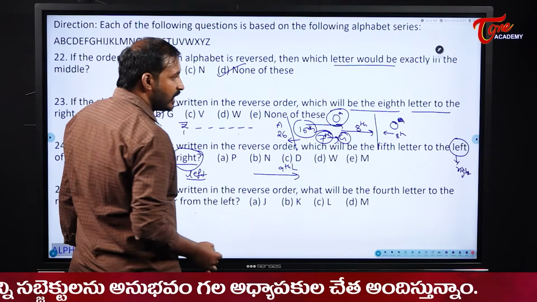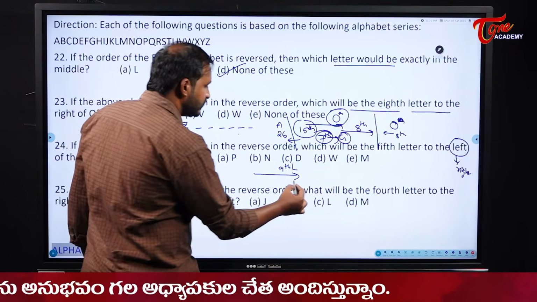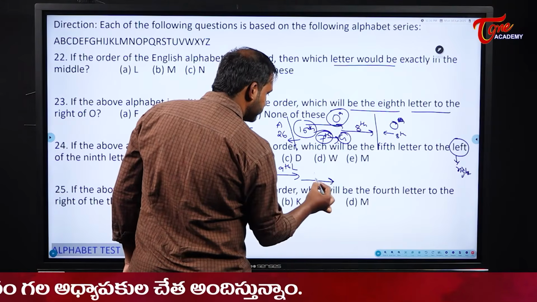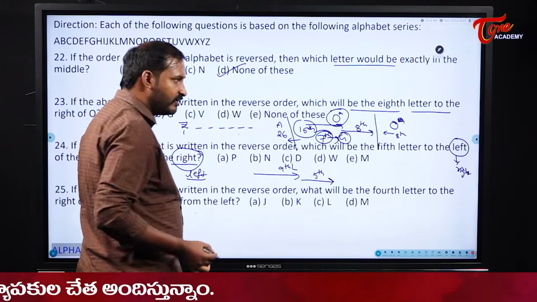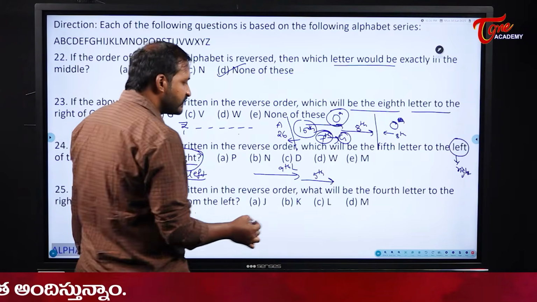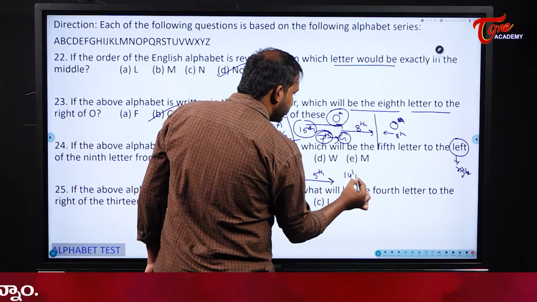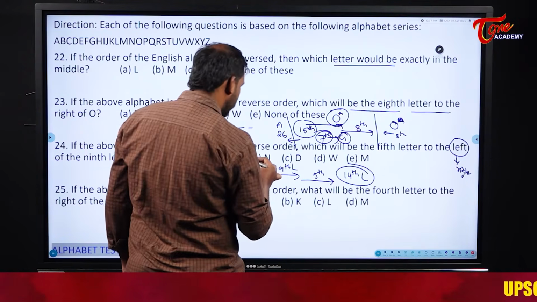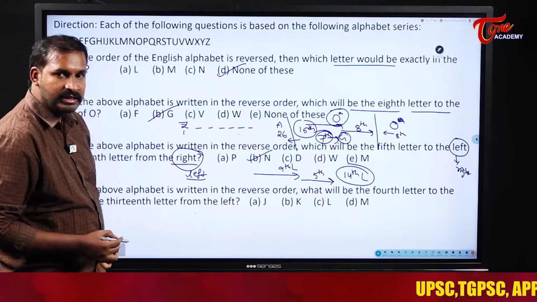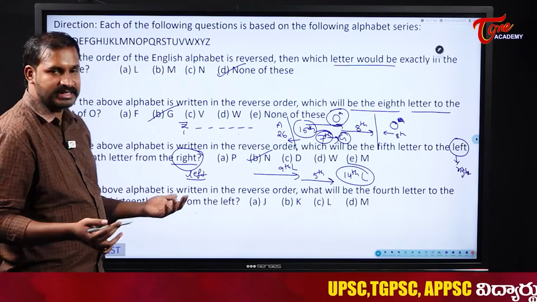9th from left. And to its 5th right means I will move in the same direction. So 9 plus 5, what does it become? 14th from left. What is 14th from left? N. So my answer is N. If you write it and solve it also, you will get the same answer, students.